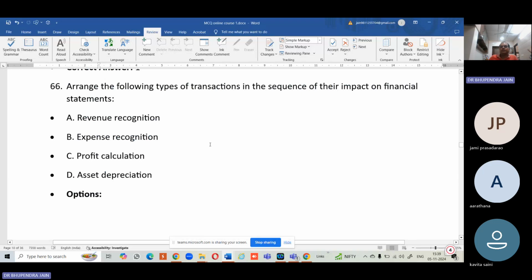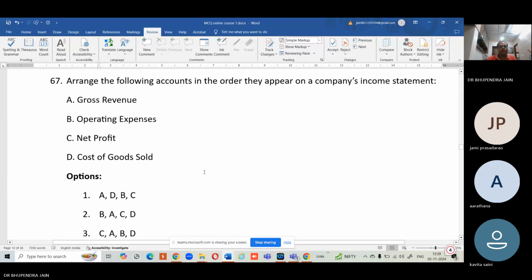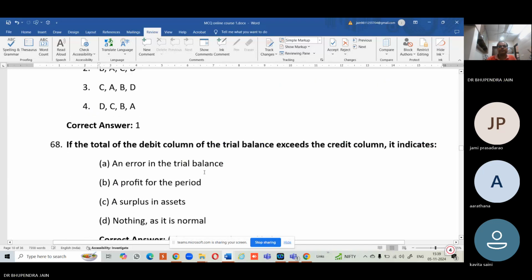Arrange the following transaction sequence according to their impact on the financial statements, but this is related to preparation of financial statements, profit and loss account, and balance sheet. So leave it for some time. This we also have to leave.